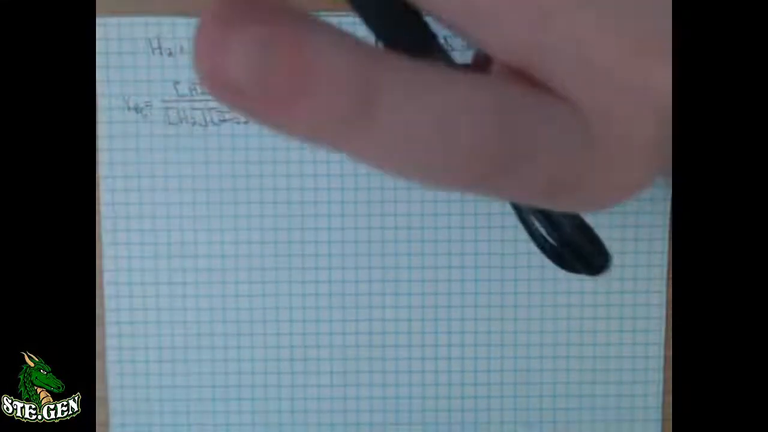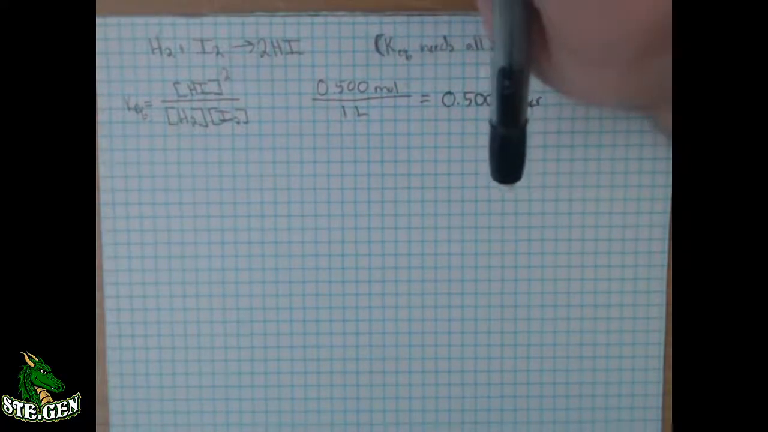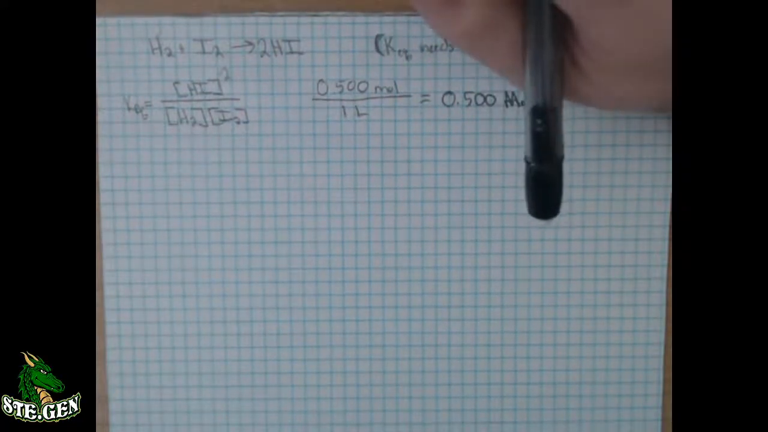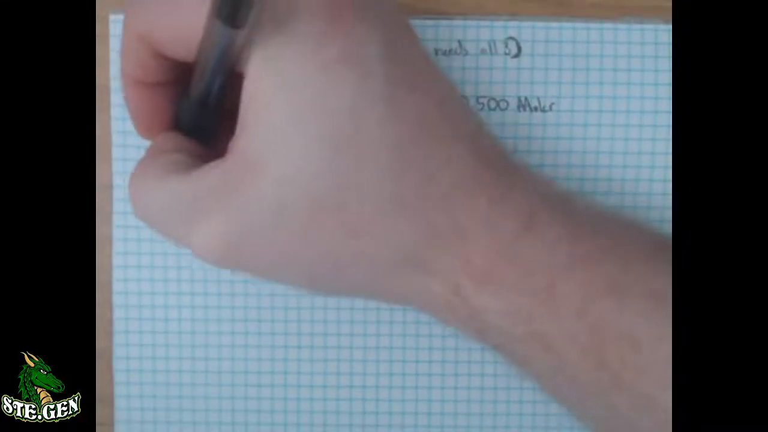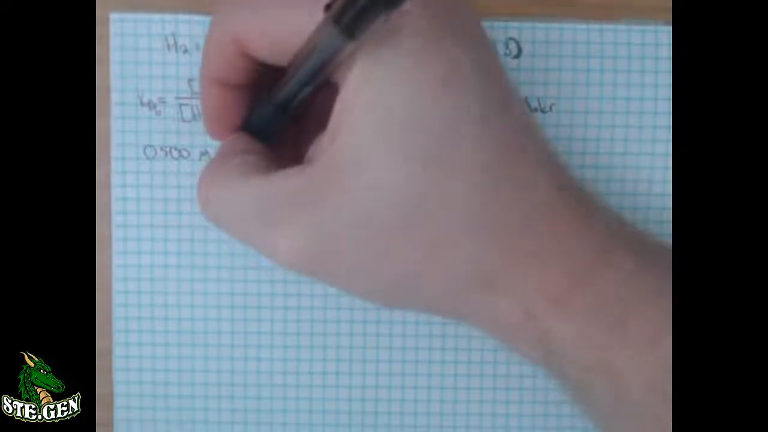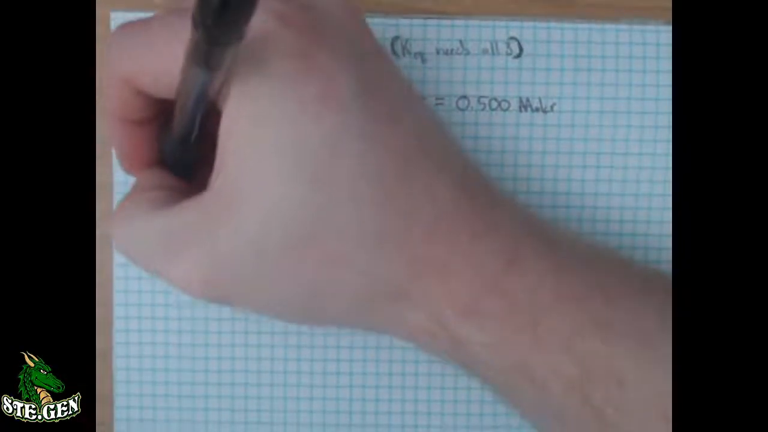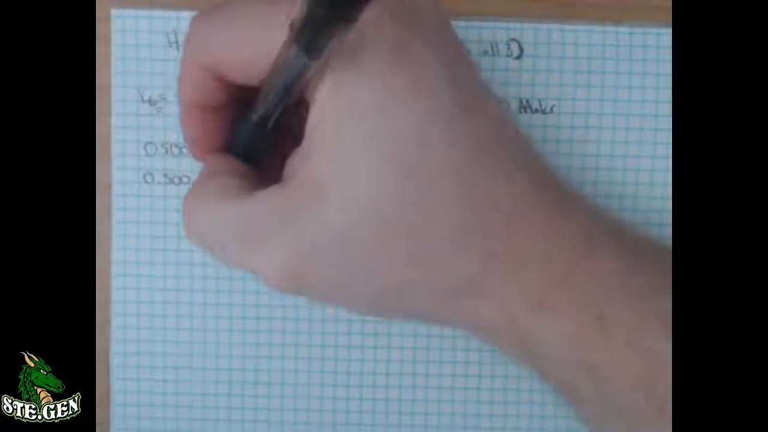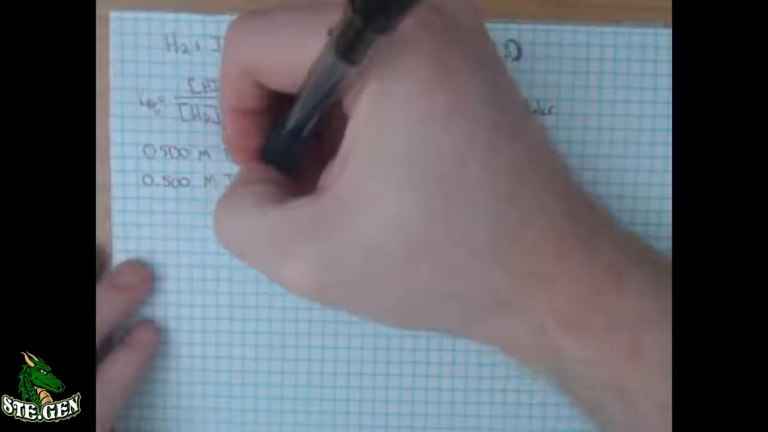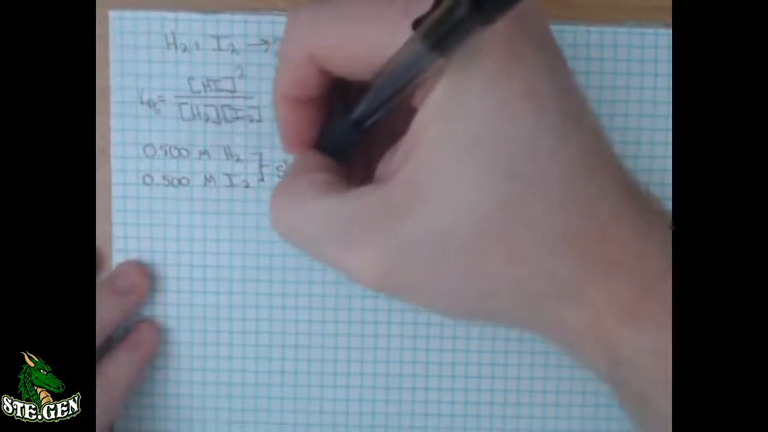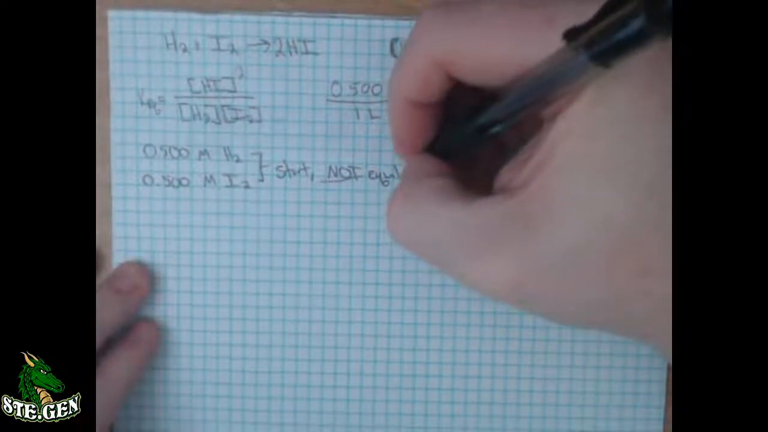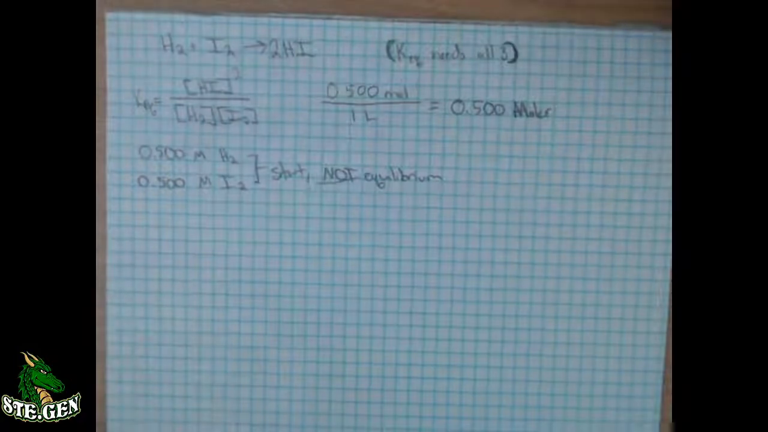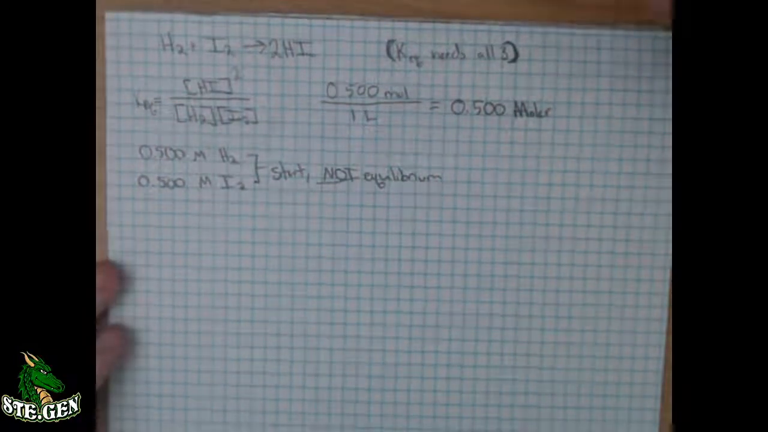But you don't know the equilibrium concentrations. The question says you have a mixture of 0.500 moles of H2, or in this case, you have 0.500 molar of H2 and 0.500 molar of I2. And this is at the start, not at equilibrium. So we actually need to figure out where it's going to end up at our equilibrium point.